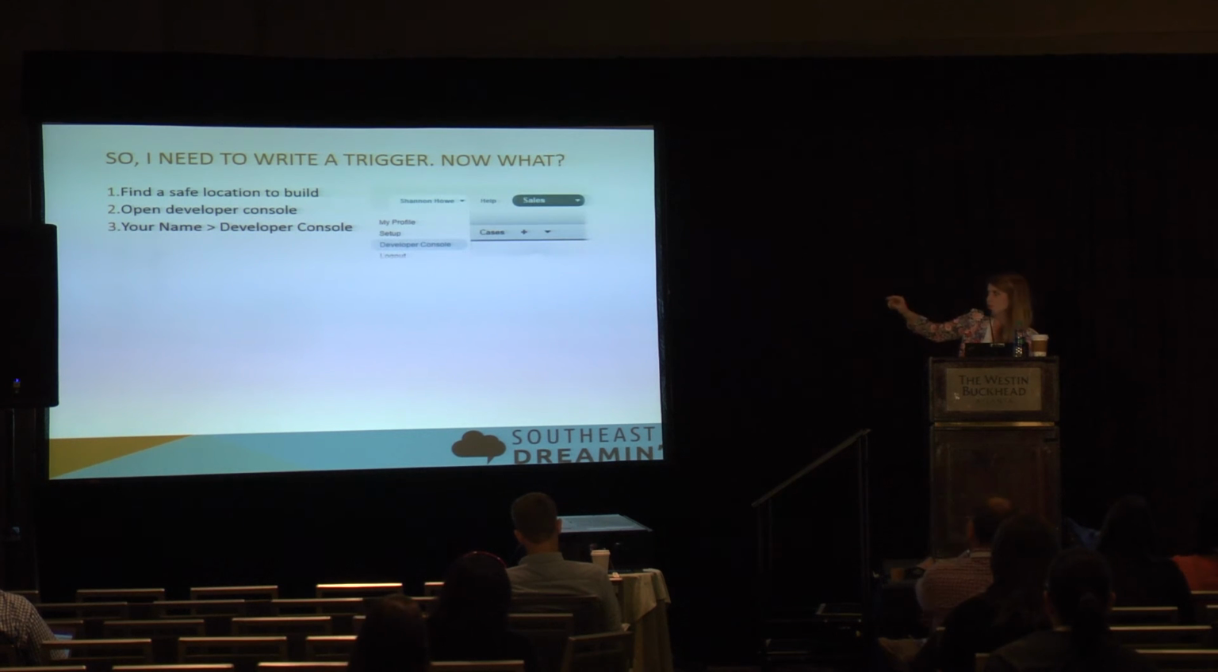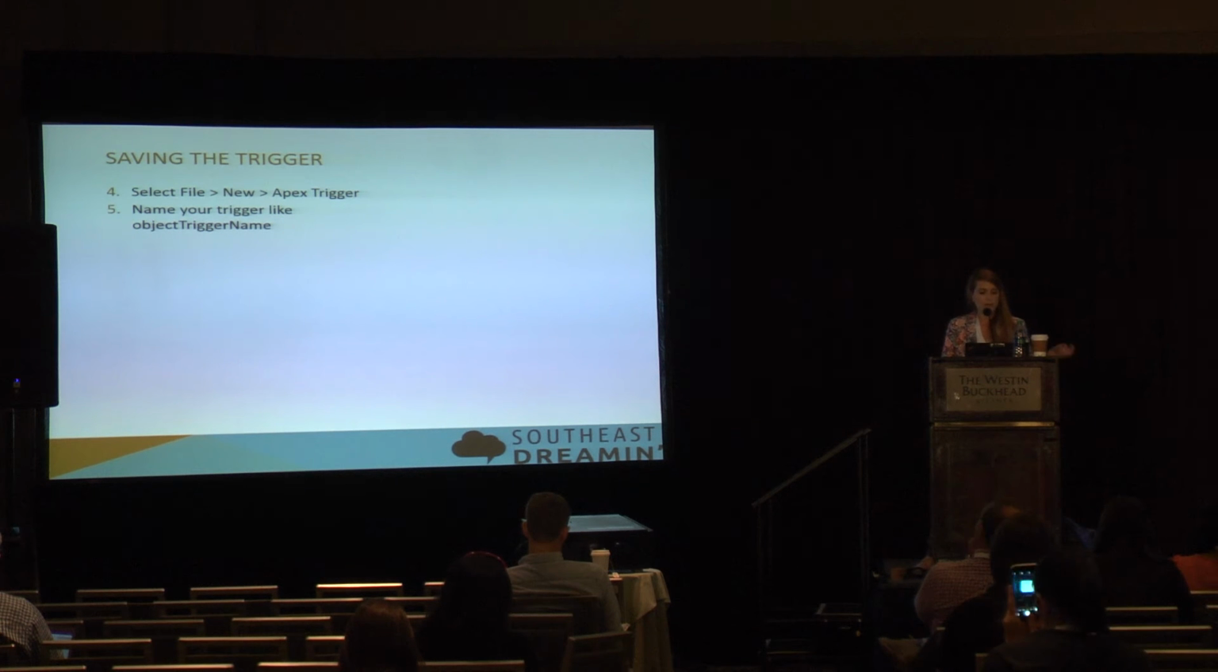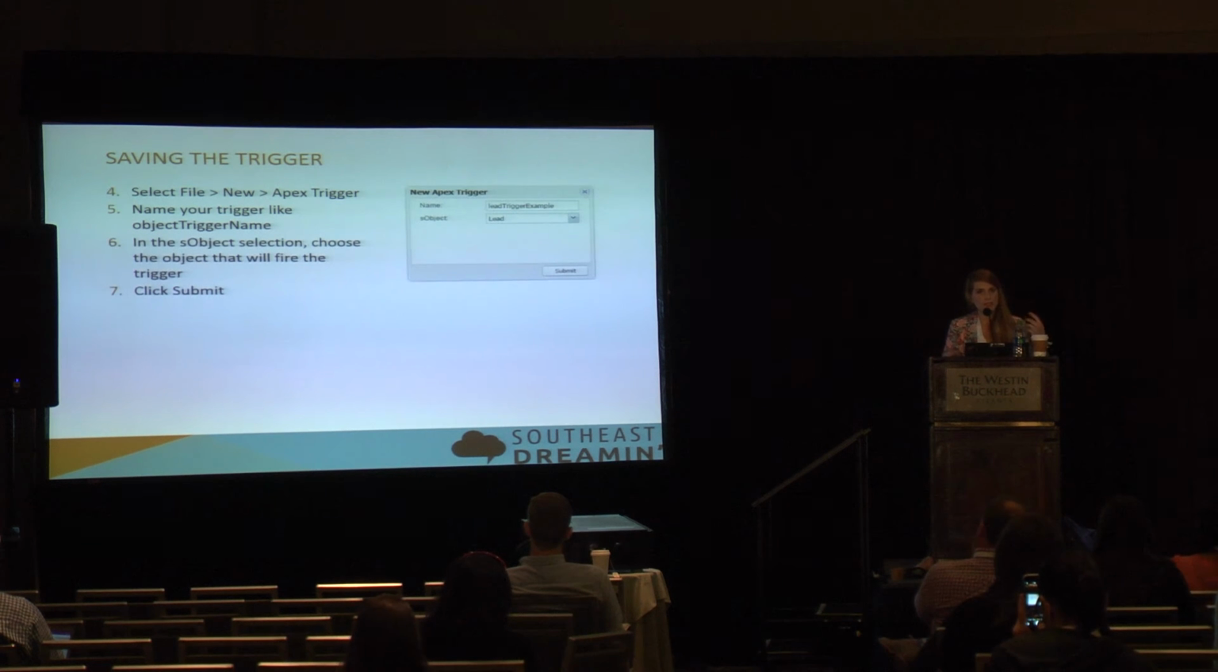So what we're going to do is go to developer console in the top right corner where you have your name. You're going to say developer console. And then we're going to create a new trigger by going File, New, Apex Trigger. We're going to name it something like object trigger name. The object would be like lead or account, so it could be account and then whatever we're going to name our trigger. The reason I do that is because it makes it easier when you're trying to grab stuff in a change set, since I usually sort alphabetically. You can go down to the lead section, you're like, I need this trigger, I need this class, and it's just much easier to find what you need.